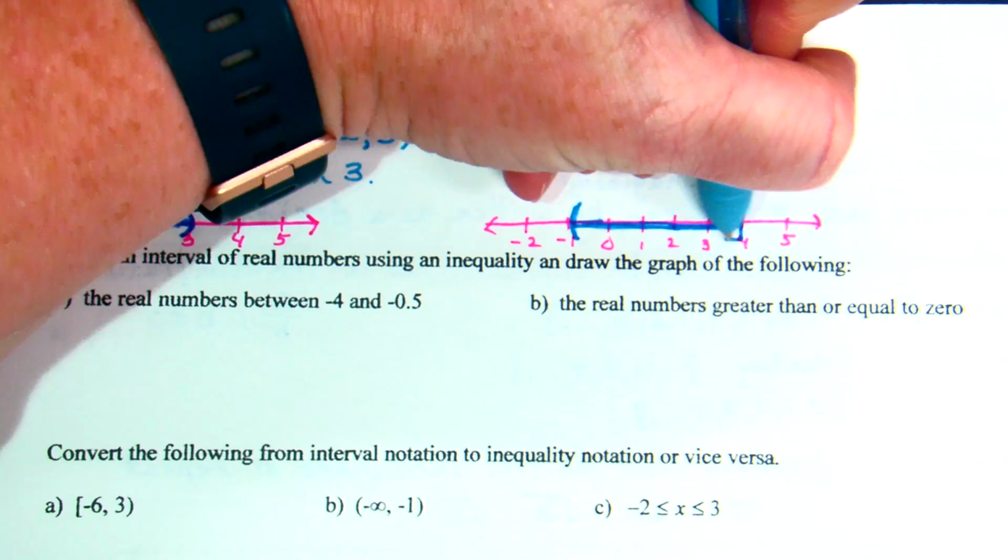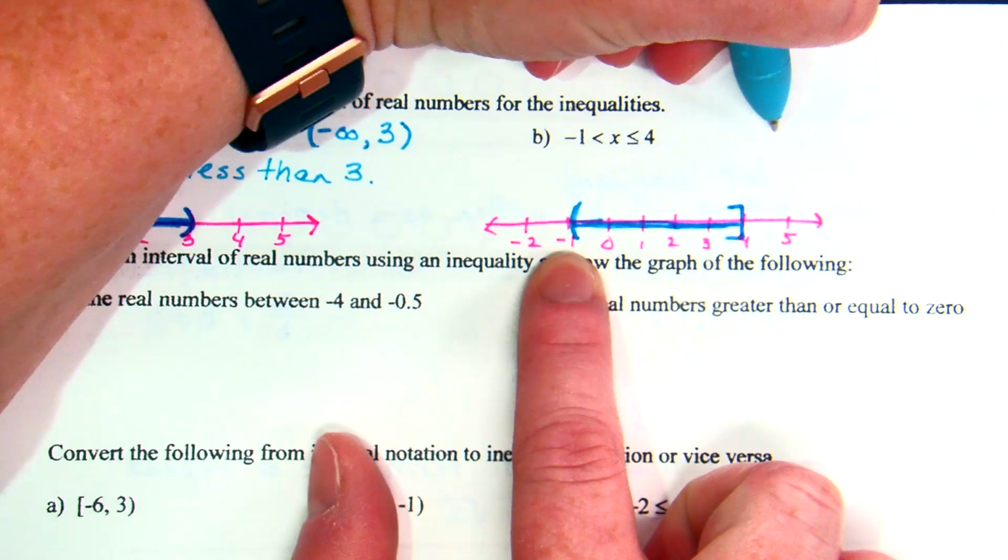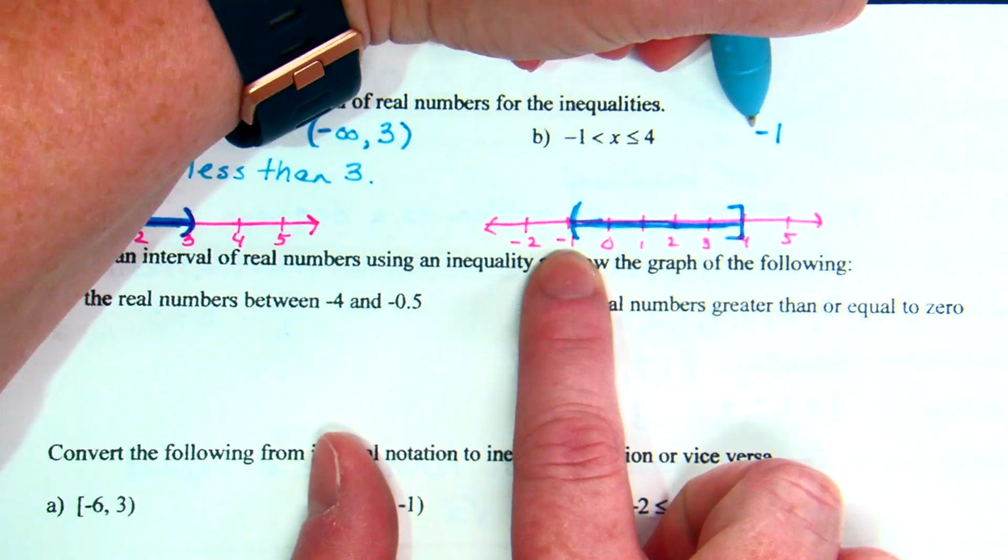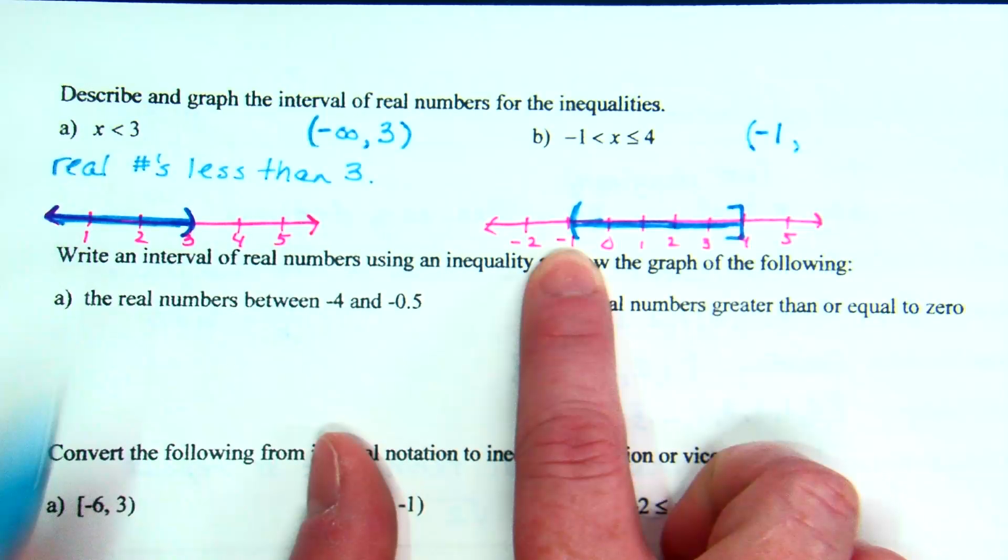Okay. If we put this in interval notation, now that you have the graph, interval notation is real easy. Where does my shading start? -1, and what's at -1? Parenthesis, comma, where does my shading end? 4. What's at 4? A bracket. There's your interval notation practice.